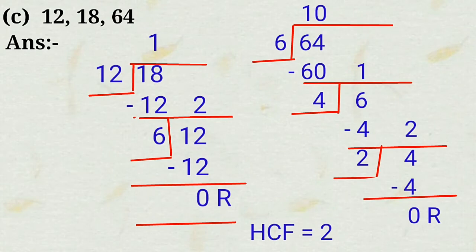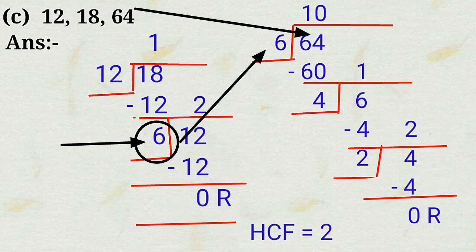C part is 12, 18, 64. So let's take 12 and 18. 12 ones are 12. 18 minus 12 gives us 6. So we will take 12 as dividend. Now 6 twos are 12. So we get 0 remainder. So from here the last divisor is 6. So 6 is the HCF of 12 and 18.